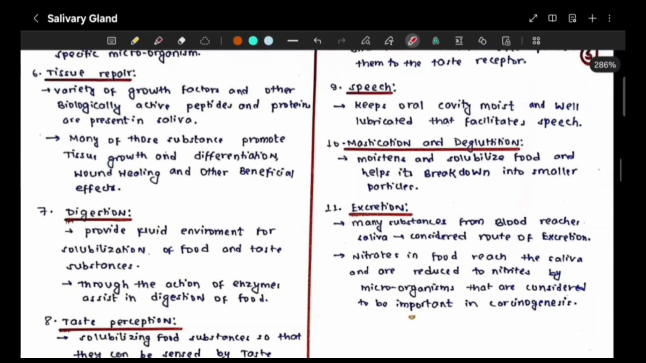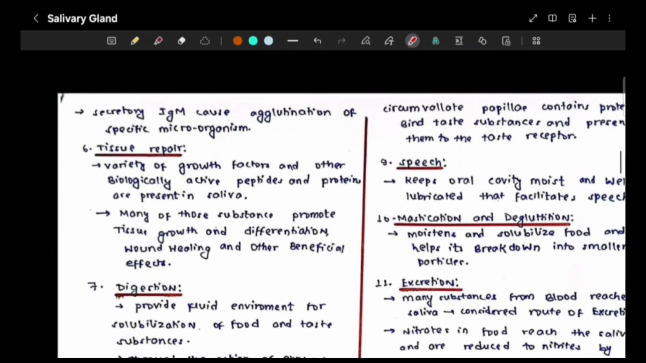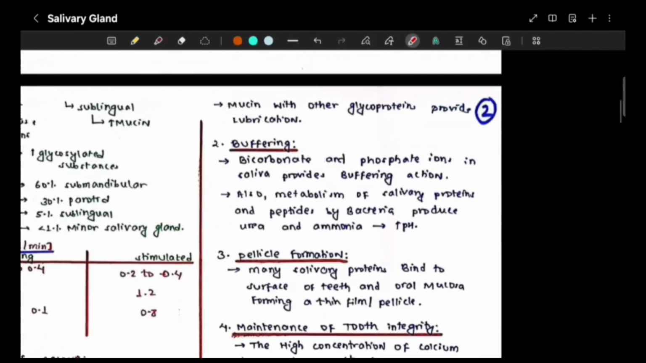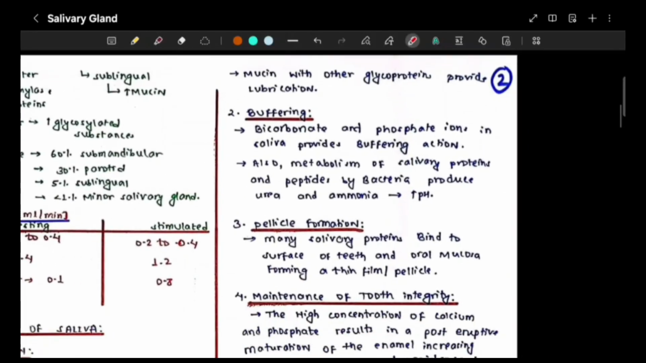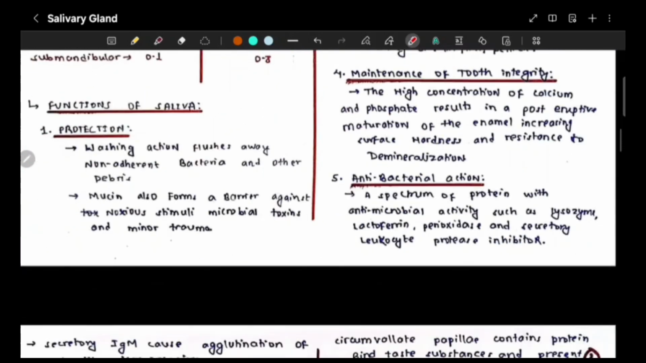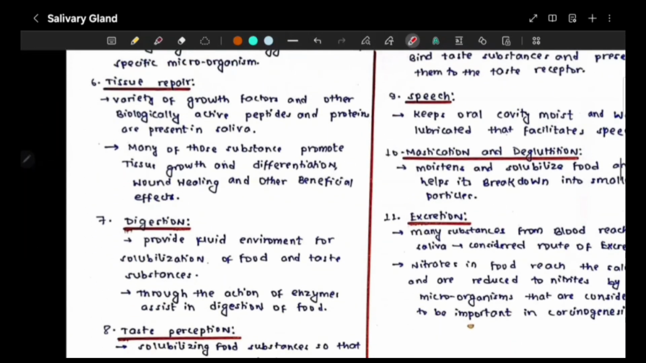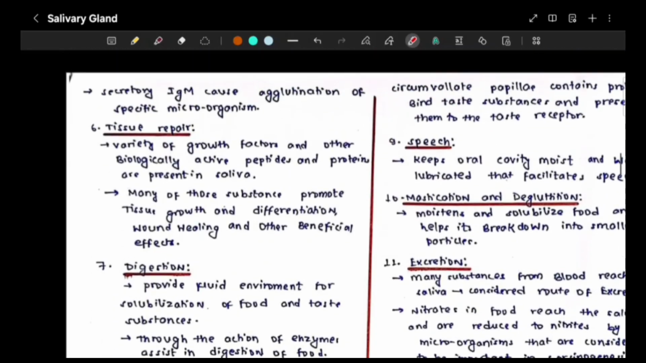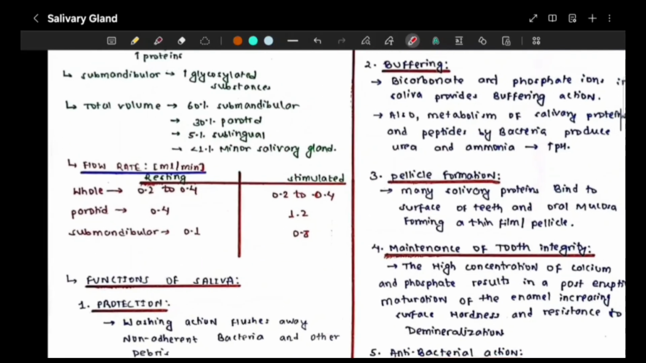So we have discussed the different functions of saliva. I'll just recite them once again. The first function is protection, then buffering, pellicle formation, maintenance of tooth integrity, and calcium and phosphate ions. Just remember that a high concentration of calcium and phosphate ions results in post-eruptive maturation. After that, antibacterial action and also tissue repair, digestion, taste perception, excretion, mastication, deglutition, and speech. Those are the major functions of the saliva.